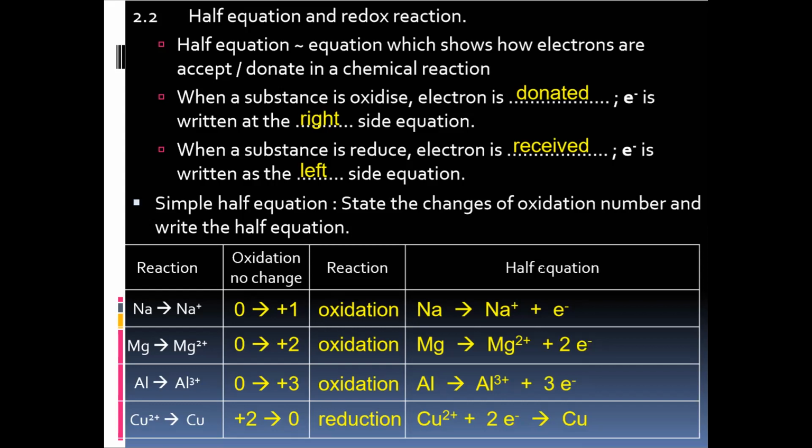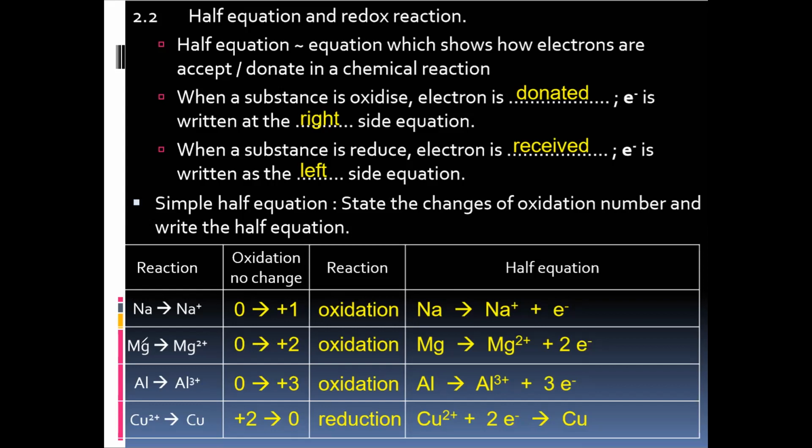How do we write the half equation? We say sodium, which is this on the left, reacts to give sodium plus, which is this, plus E minus. Don't forget, we said whenever there's oxidation, E minus is written at the right side. You can see this is the right side of the equation. So we just add E minus, and that is the half equation for this reaction.